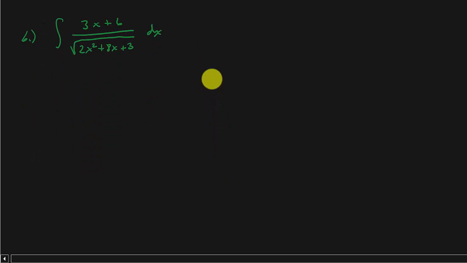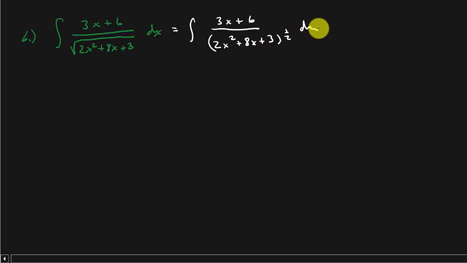Oh, look at this one. This one looks terrible, doesn't it? So obviously what I'll do here is I'll rewrite this as 3x plus 6 over 2x squared plus 8x plus 3, that's to the 1/2 dx.